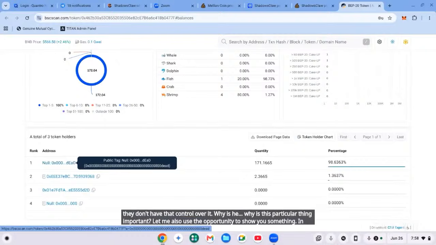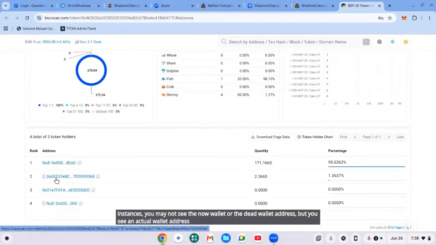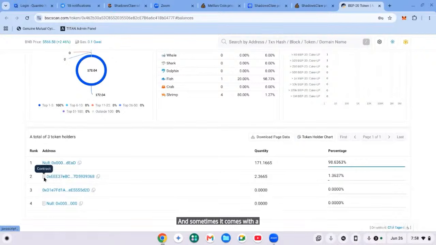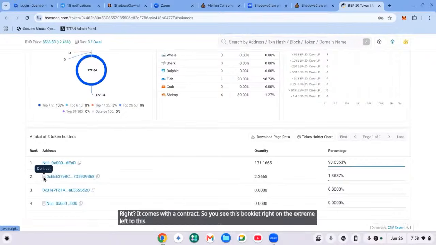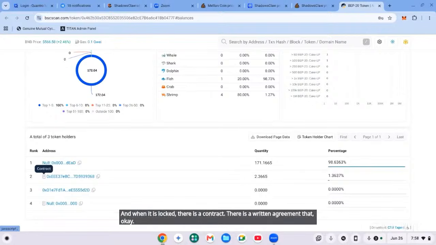In some instances, you may not see the Null wallet or the dead wallet address, but you see an actual wallet address, and sometimes it comes with a contract, right? You see this booklet icon on the extreme left, which means that this is locked. And when it is locked, there is a contract, a written agreement that, okay, maybe I am locking this liquidity for up to 6 months, and after that unlock it and grant access to me again.